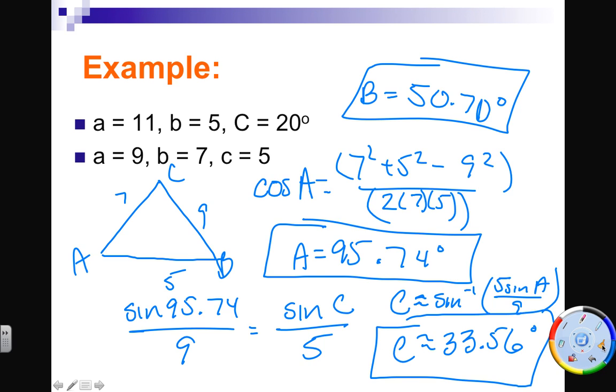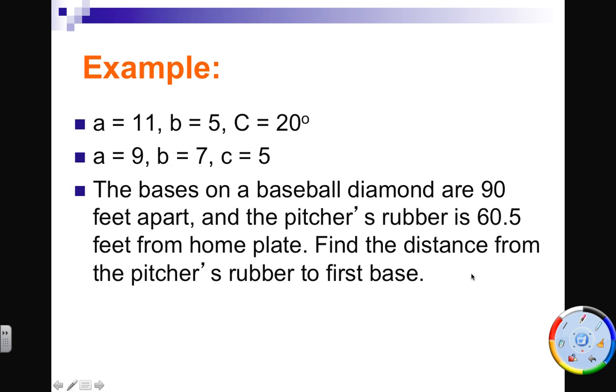Okay. Last one here is going to be a word problem, obviously. The bases on a baseball diamond are 90 feet apart, and the pitcher's rubber is 60.5 feet from home plate. Find the distance from the pitcher's rubber to first base. Now, some people don't exactly know what I'm talking about here, but we're looking at a baseball diamond.